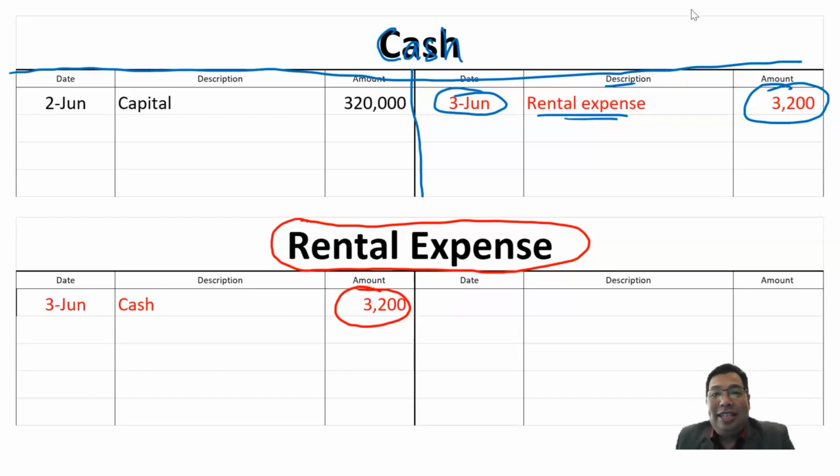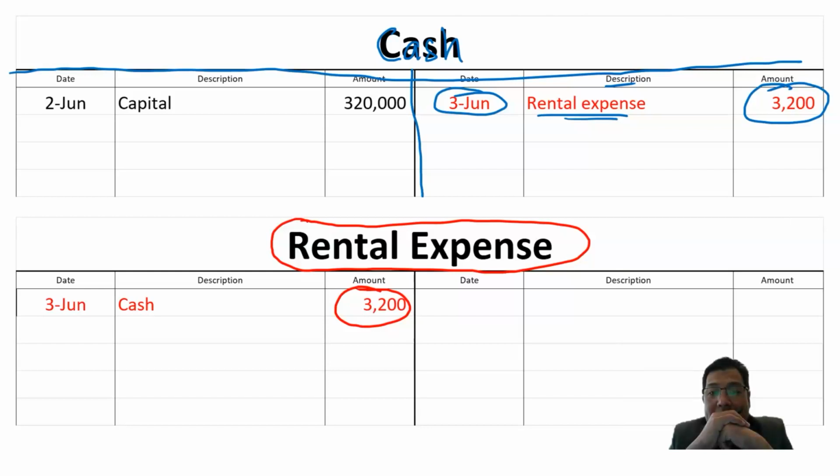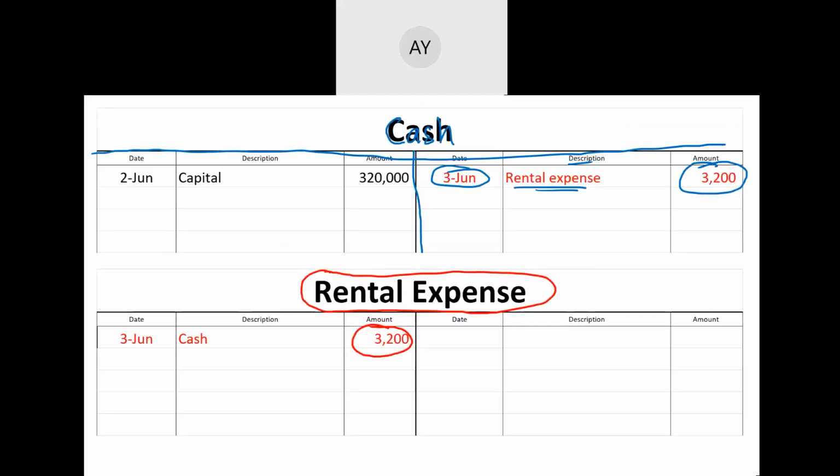Let me see whether there is any question. Sir, yes please. Why do we put cash at the top and rental expense at the bottom? Because here I get it because it's already labeled, but then in the question we have to label it ourselves. So how do we know whether we should put rental expense at the top or at the bottom, or cash on top or at the bottom?